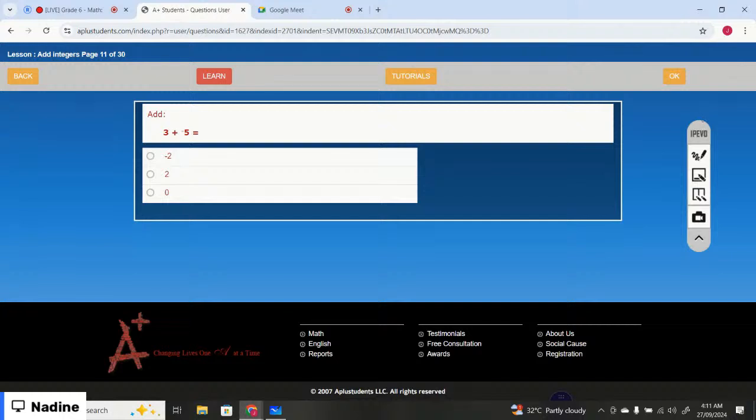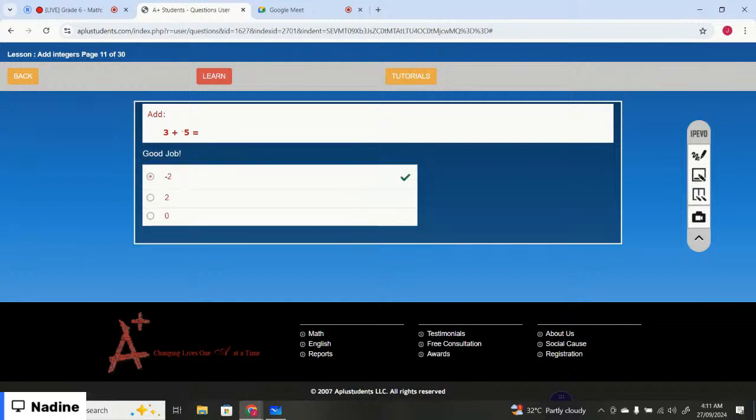The correct option is 3 minus 5 is negative 2, right? The correct option is negative 2. Option number 1 is the correct option.